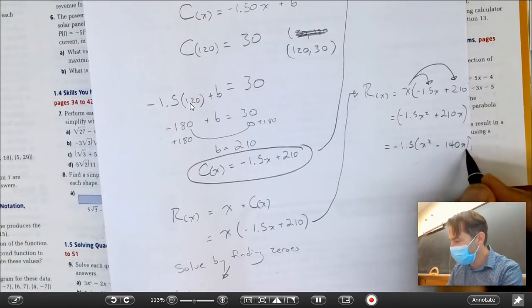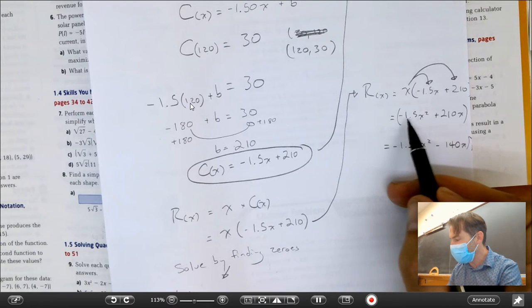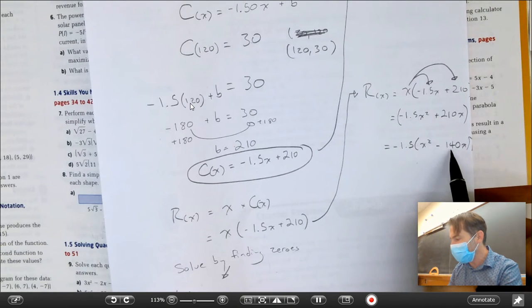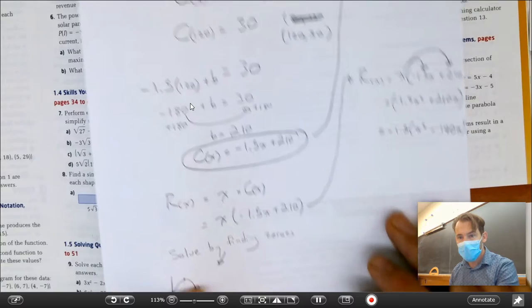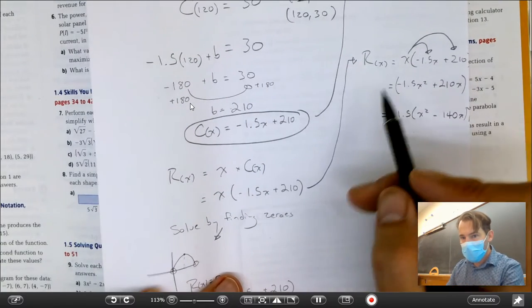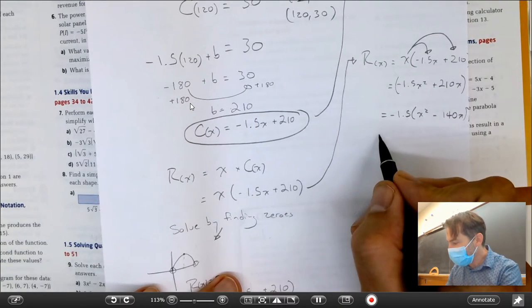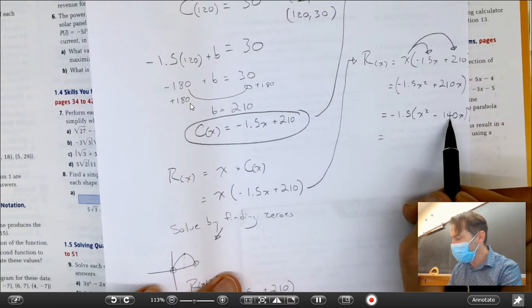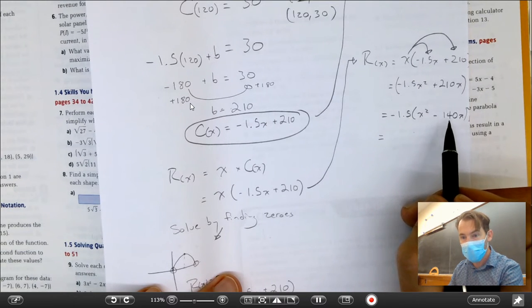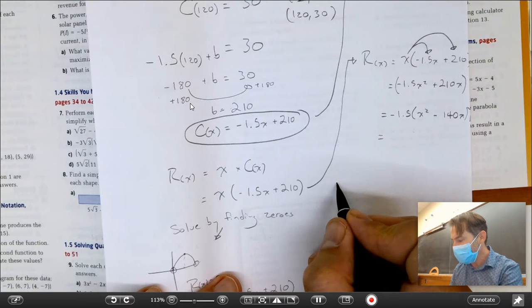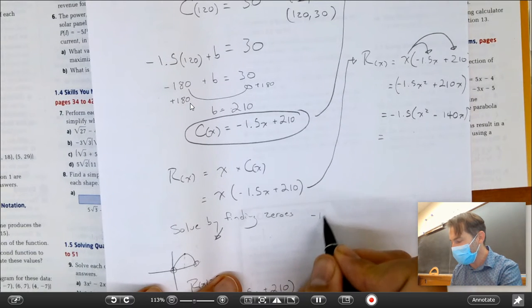Negative 140x, because 210 divided by negative 1.5 is negative 140. Check your calculator. All right. So now I bring this down, another equals, and I'm going to take half of that and square it. I'm going to look for my Jerry Maguire number. So let's just do our Jerry Maguire number hunt down here.